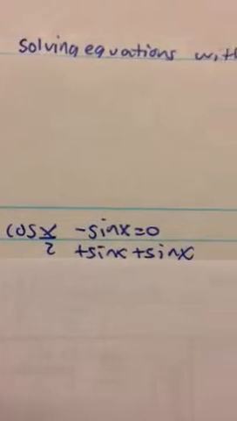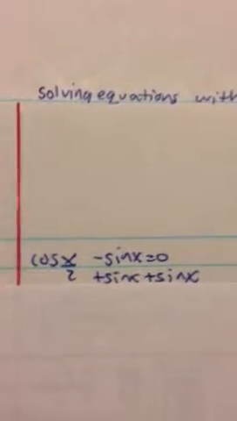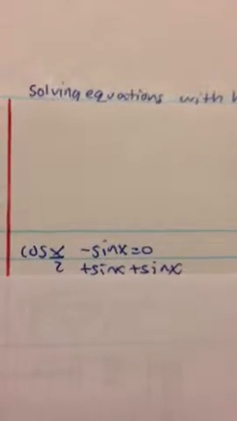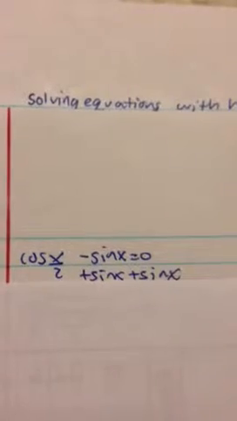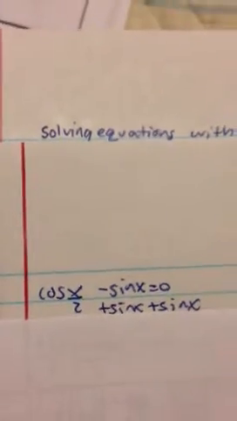This video will go over solving equations with half-angle formulas. So this is number 4 from Unit S, Concept 7. And we have our problem: cosine of x over 2 minus sine x equals 0.